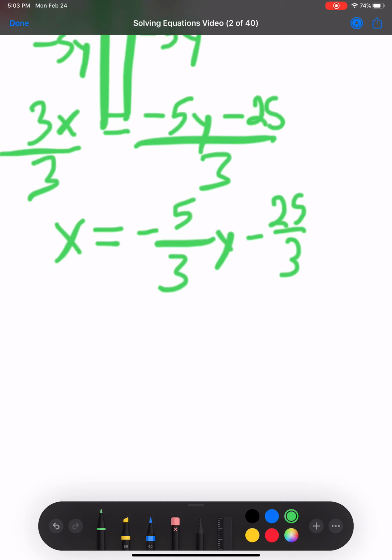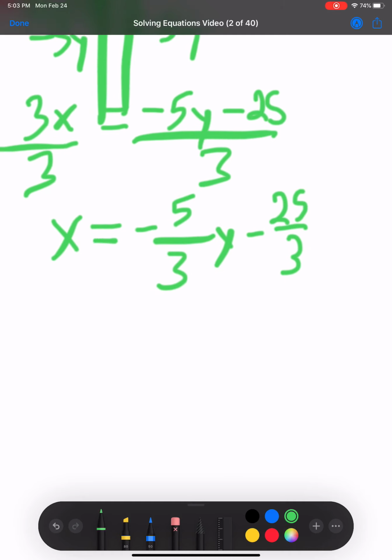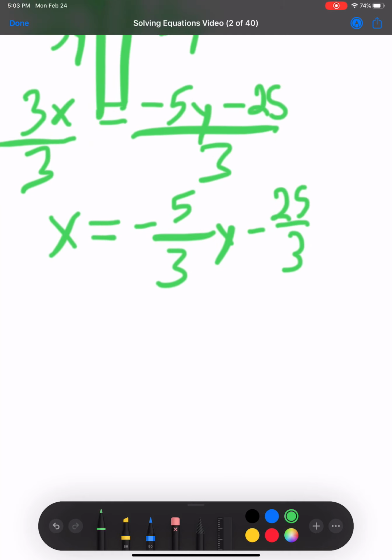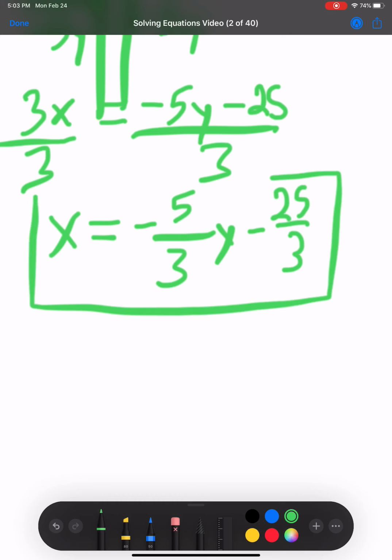Again, my last step is just to make sure that none of these fractions can be reduced. I can leave them as improper as long as they're simplified as far as they can go. If I look at that, those two right there are as simplified as they could possibly go. So that means my final answer is x equals negative 5 thirds y minus 25 thirds.